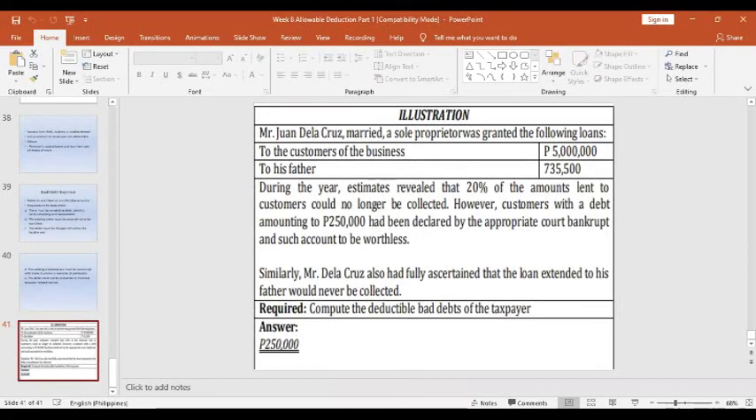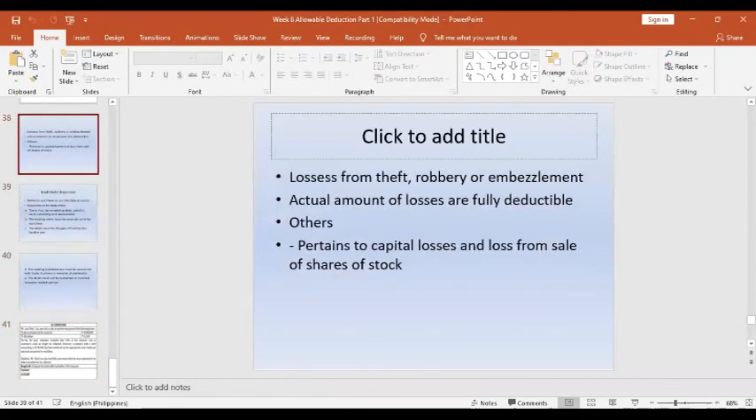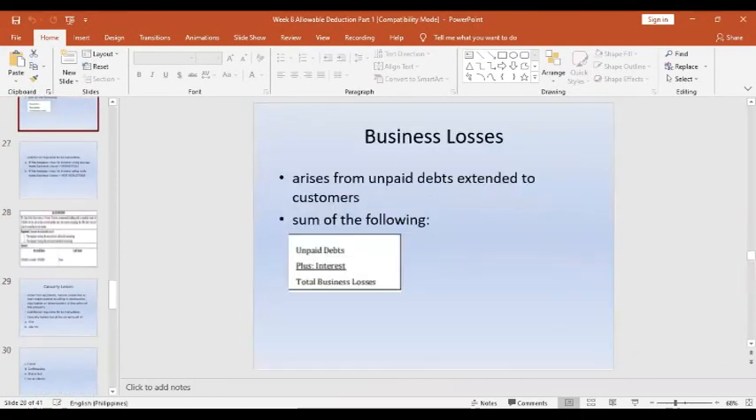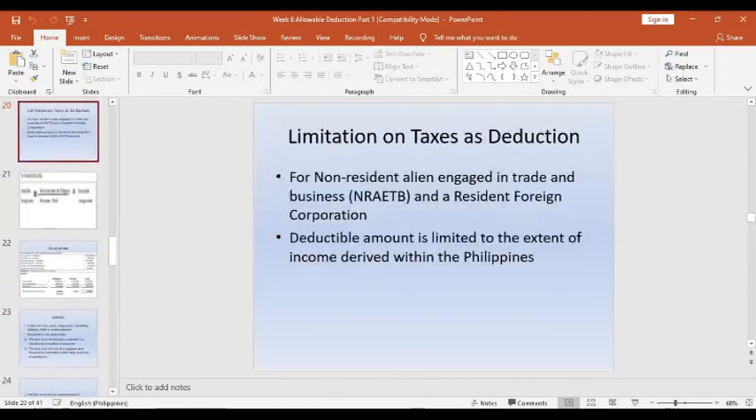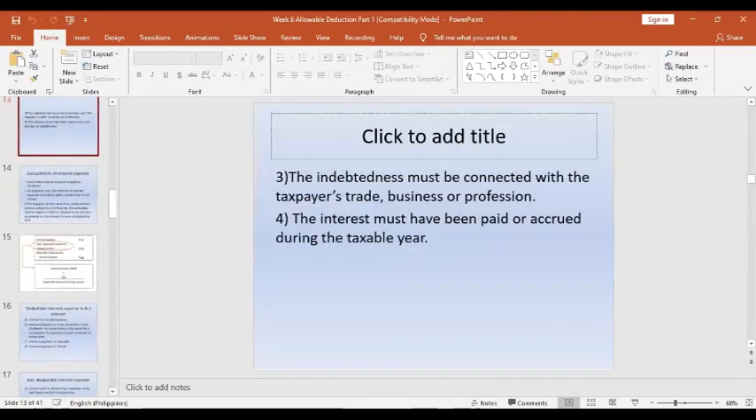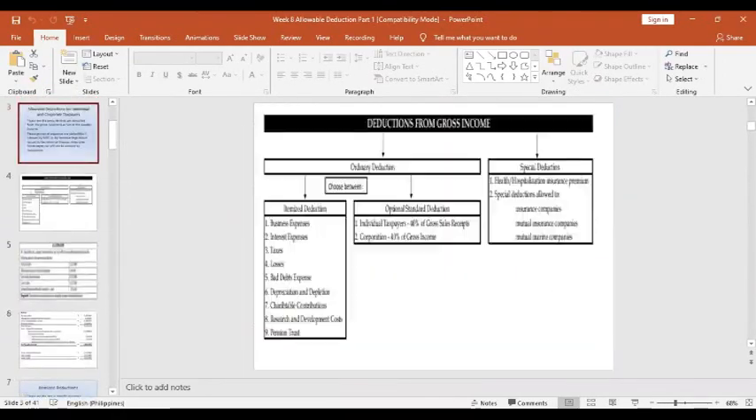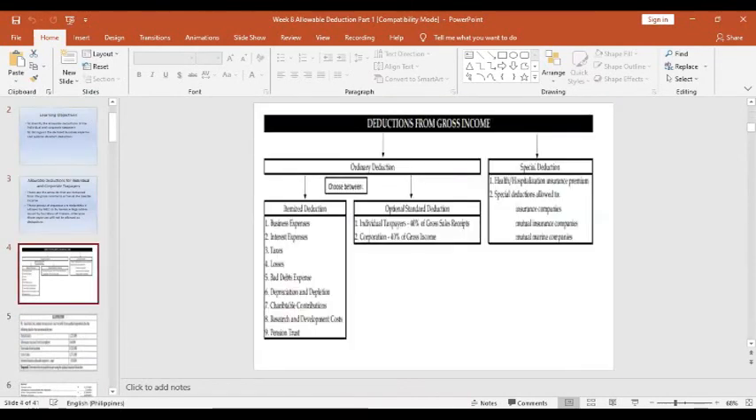Okay, so that will be our topic for today. When it comes to the first part of the allowable deductions, let us reiterate the first part as part of the itemized deductions. These are the business expenses, the interest expense, taxes, losses, and the bad debts expense.